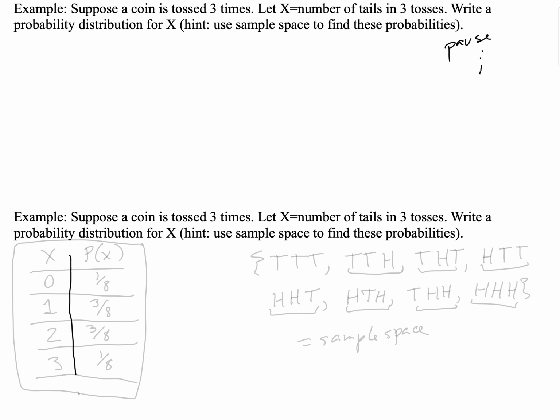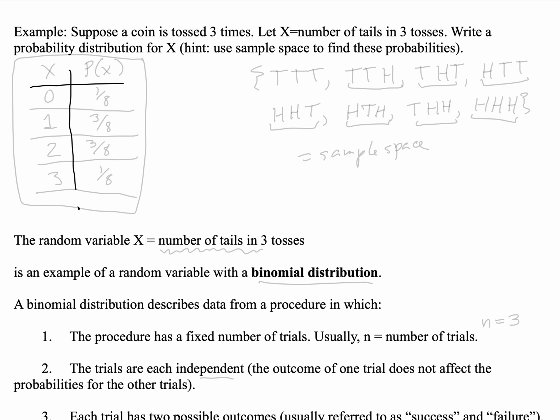Okay, so writing our probability distribution for x, we have our random variable x, which is the number of tails in 3 tosses. What are the values that x can take on? Well, x could be 0, there could be no tails in 3 tosses, x could be 1, x could be 2, and x could be 3. So those are the possible values of x. And then we were given the hint to use the sample space to find these probabilities.